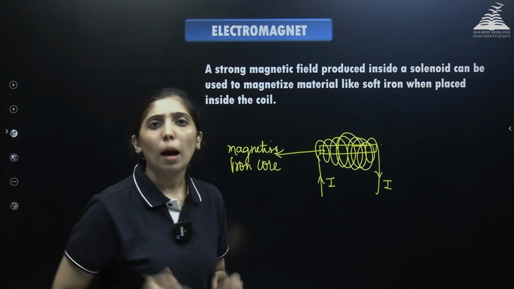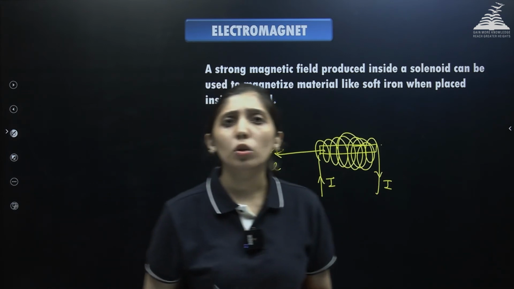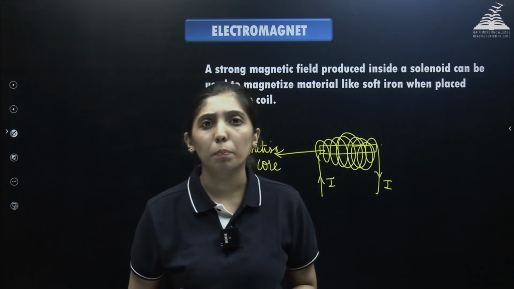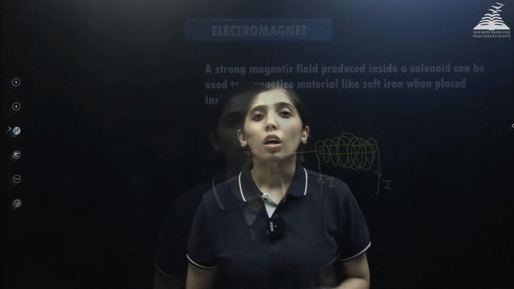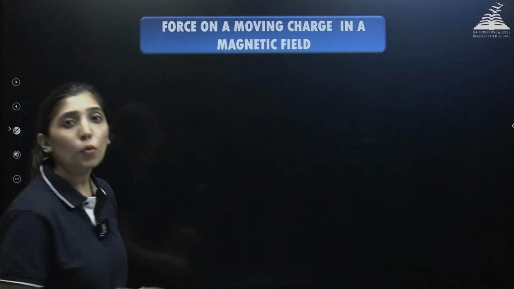Electromagnets are of wide application. They are used in electric motors, electric generators, electric bells, and hence it is important for us to know what an electromagnet is. Now let's move on to our next topic, that is the force on a moving charge in a magnetic field.